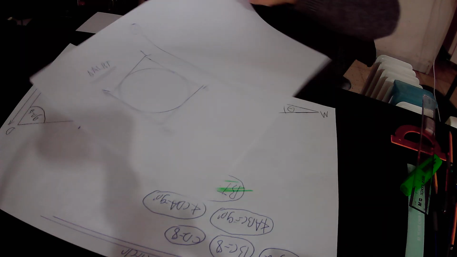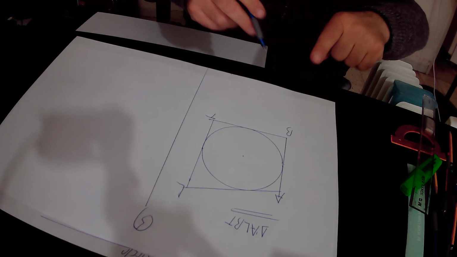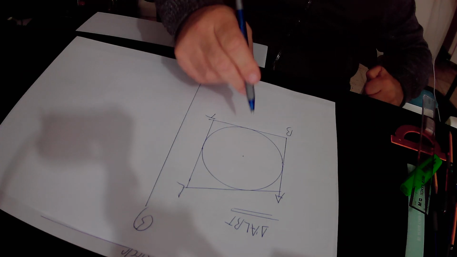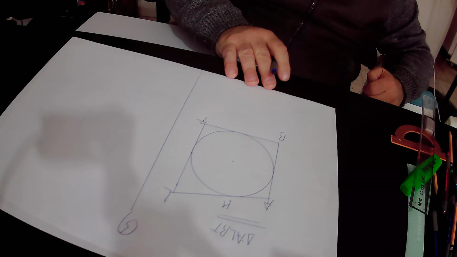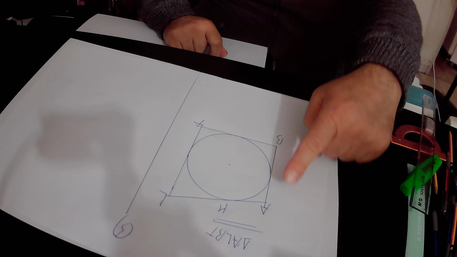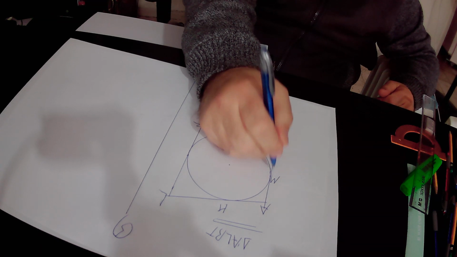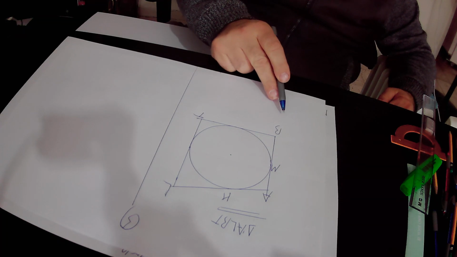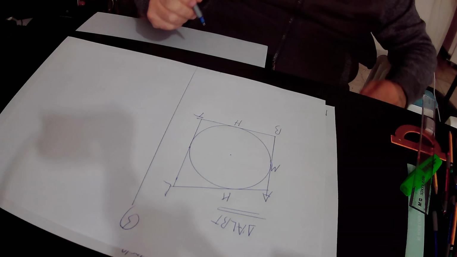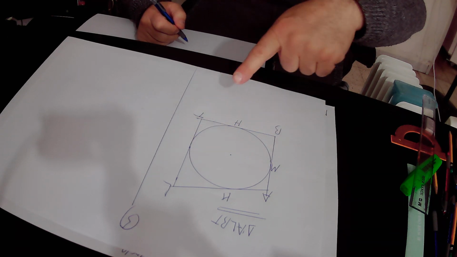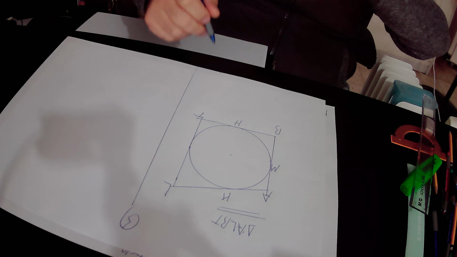So here we will define the point of tangency of tangent AL with this circle as K. We will define the point of tangency of tangent AB with this circle as M. We will define the point of tangency of tangent BT with this circle as H. And finally, we will define the point of tangency of tangent LT with this circle as G.